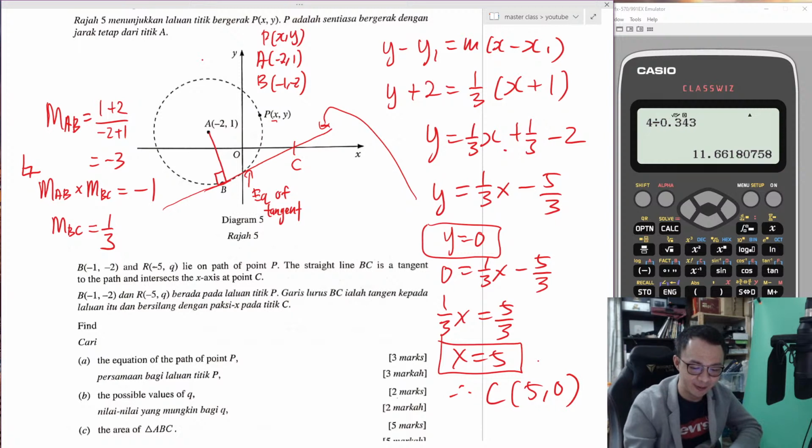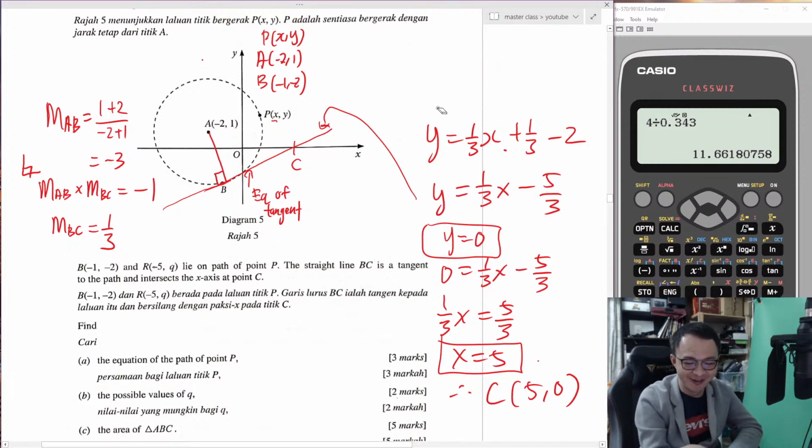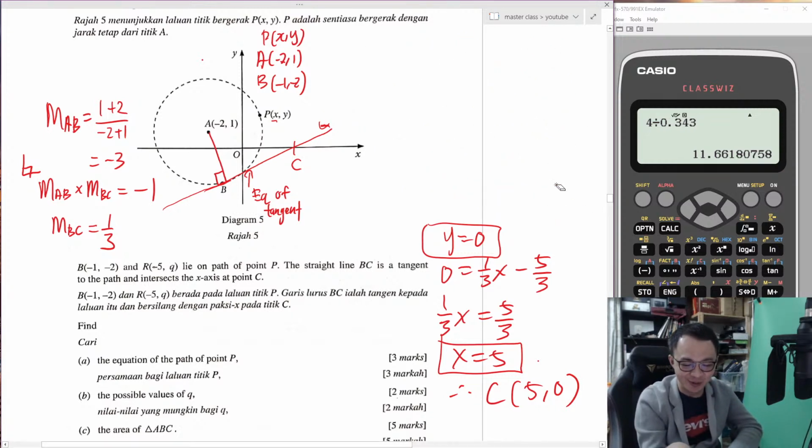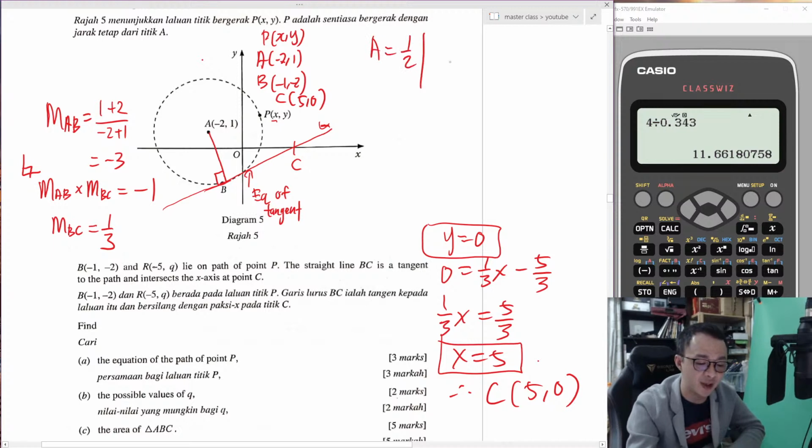So after I get my ABC, I can find the area really easily. Okay, I'm going to erase here. Okay, let's do area. So I write my C down, it's 5, 0. Okay, so area equals to 1 over 2 modulus A, B, negative 1, negative 2, C, repeat A. Okay, then you multiply like in this direction.